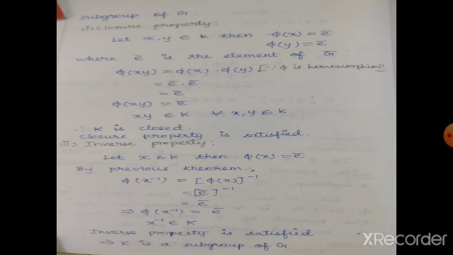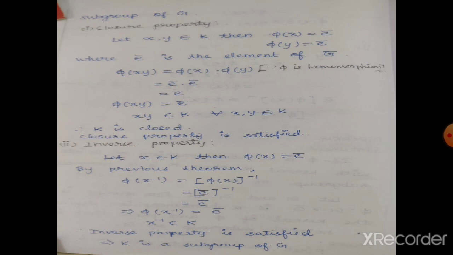The second thing is the inverse property. Inverse property means we have to show that if x belongs to K, then x inverse also belongs to K. So let x belong to K, then phi of x is equal to E bar by the kernel definition. By the previous theorem, the second subdivision, phi of x inverse is equal to phi of x the whole inverse. So here phi of x is equal to E bar.